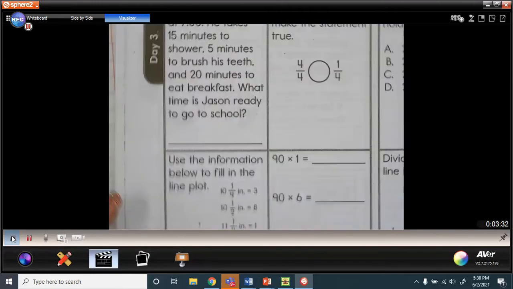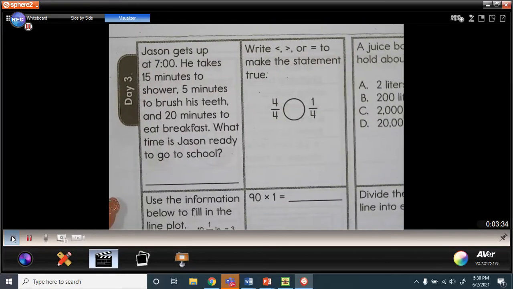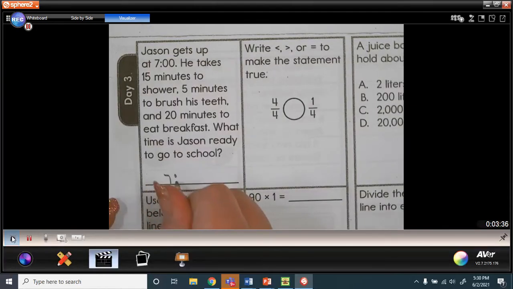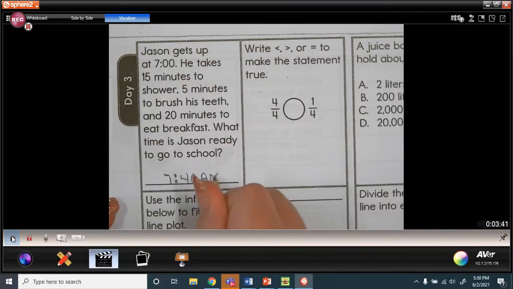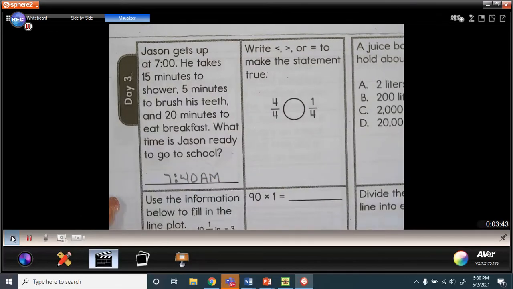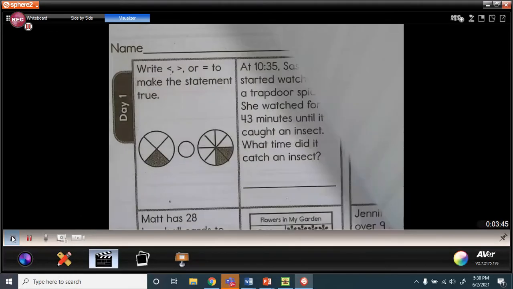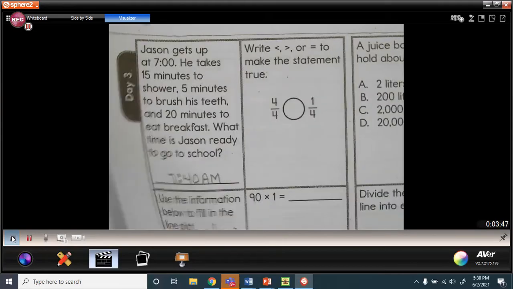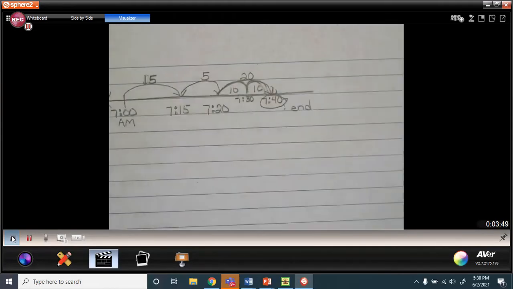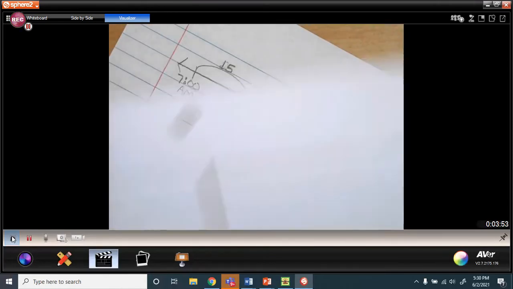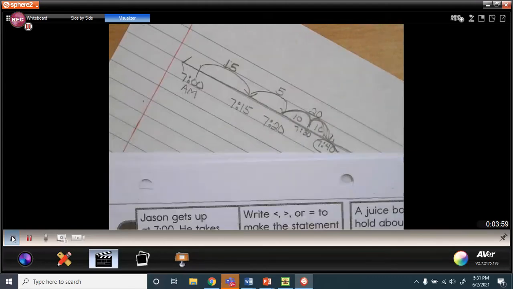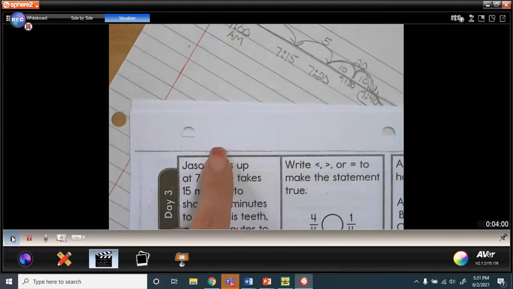So I'm just going to bring my sheet back over here. And this is going to be 7:40 a.m. And please make sure you're showing your work. You have plenty of room on the back here to show a timeline. So please make sure you show a timeline on your paper somewhere. You might be able to even show it up above, if you have some room.